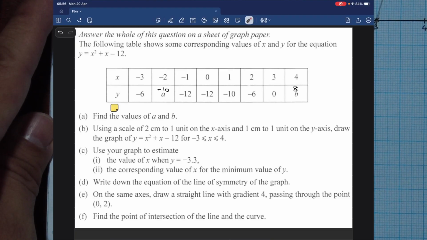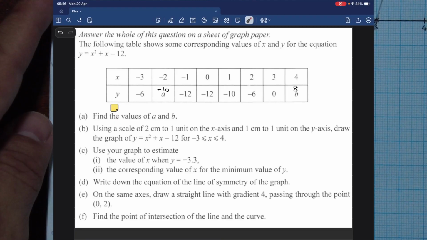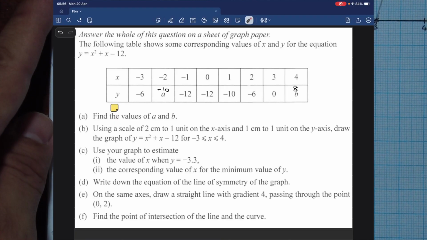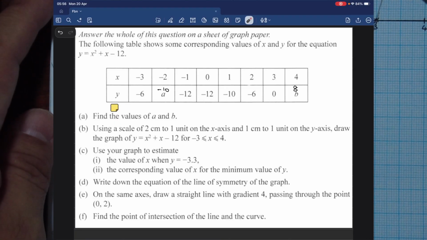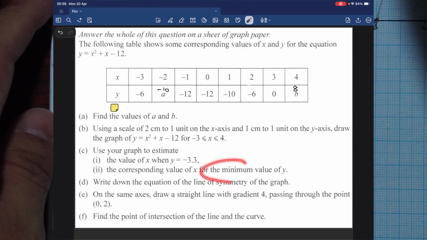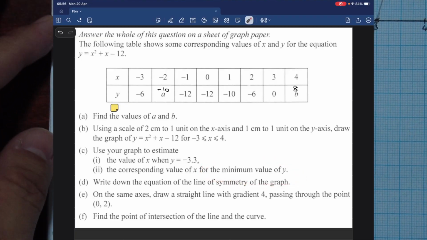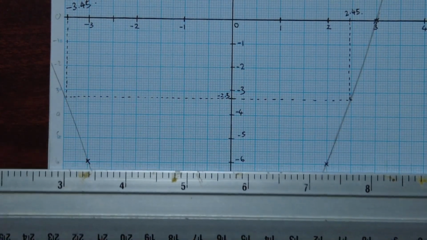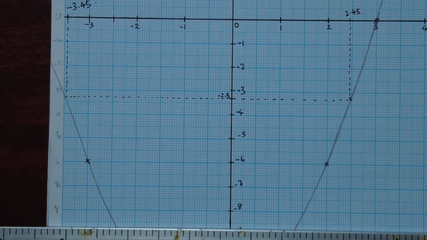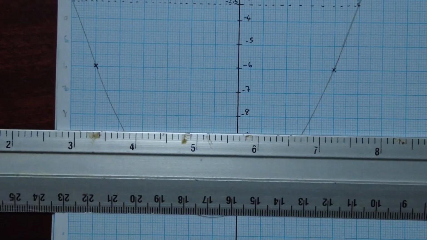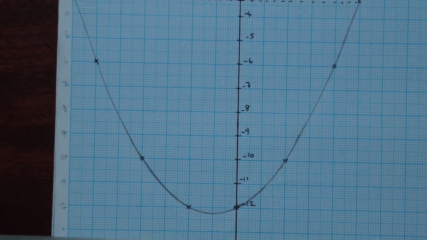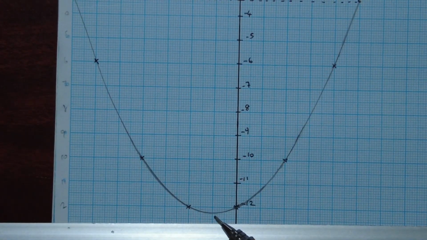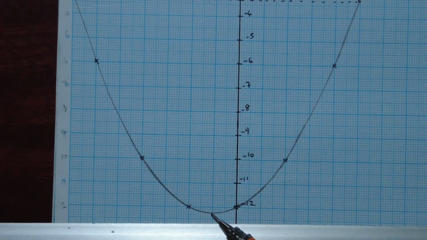The corresponding value of x for the minimum value of y. What does that mean? They're simply asking you to focus and find the minimum value of y on the graph. On the graph, the minimum value of y is over here, where the graph is at the lowest point.